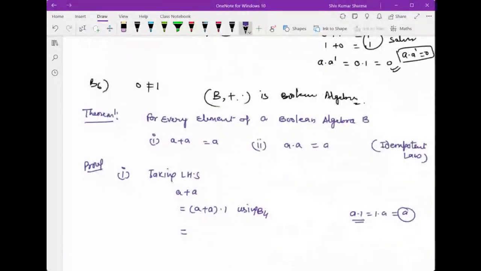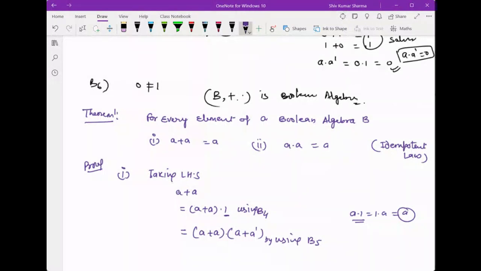Now next step, we write this 1 as A plus A complement, by using B5. So we have A plus A into A plus A complement.